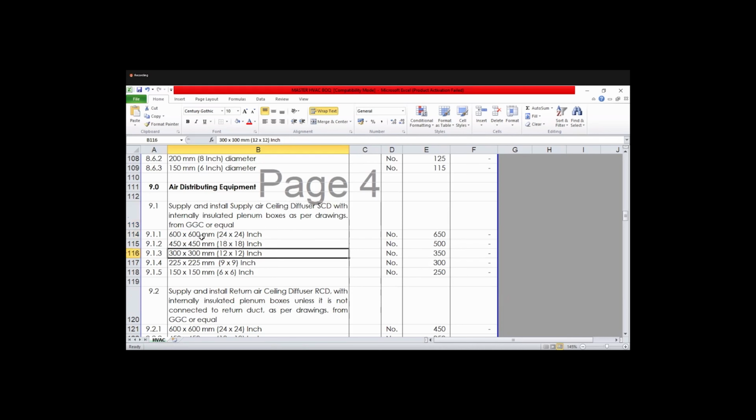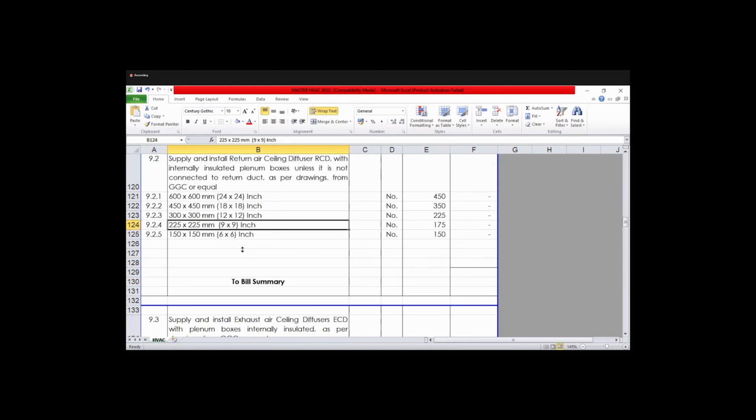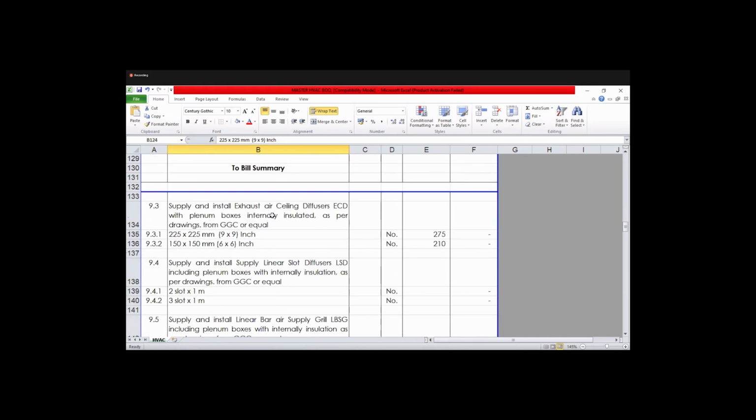We have to mention the size, which will differ depending on the architect and our design, the CFM of that room, and the number of diffusers we are providing. It depends upon the sizes, so we have to mention each and every size and the quantity here. The same goes for the return air diffuser, where we provide each size. Supply and exhaust air ceiling diffuser, plenum box, the same for the exhaust air ceiling diffuser also. Okay, and the next is the grill.